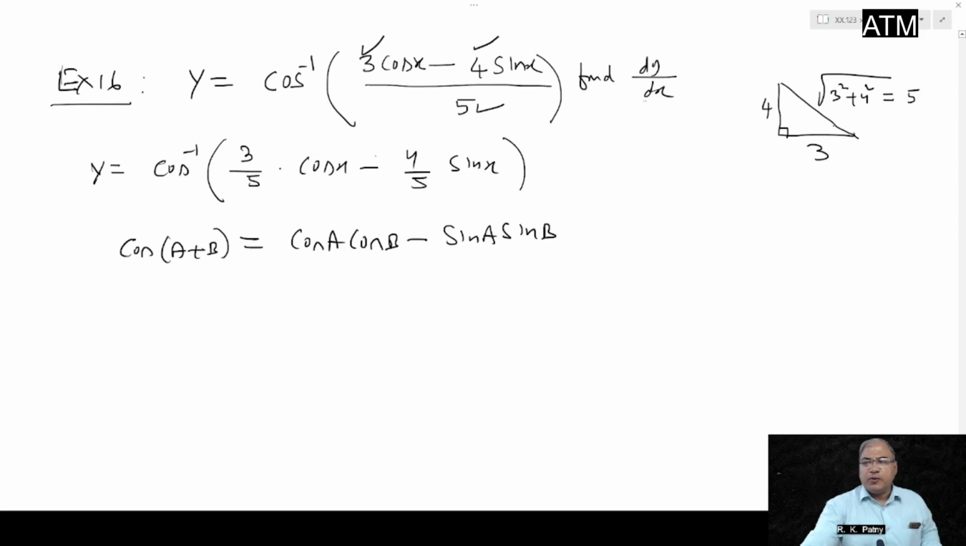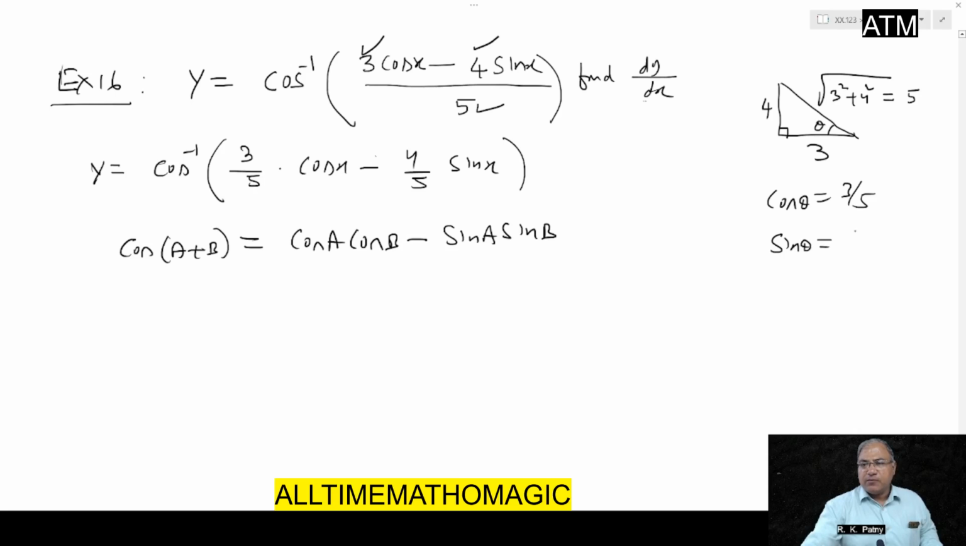3 upon 5 should be the cos theta. So here cos theta equals 3 upon 5. So writing the theta here, we need to decide which side is opposite and which side is adjacent. Depending upon the requirement, 3 upon 5 has to be cos theta. Therefore we place the theta so that 3 becomes the adjacent side, and sin theta becomes 4 upon 5.